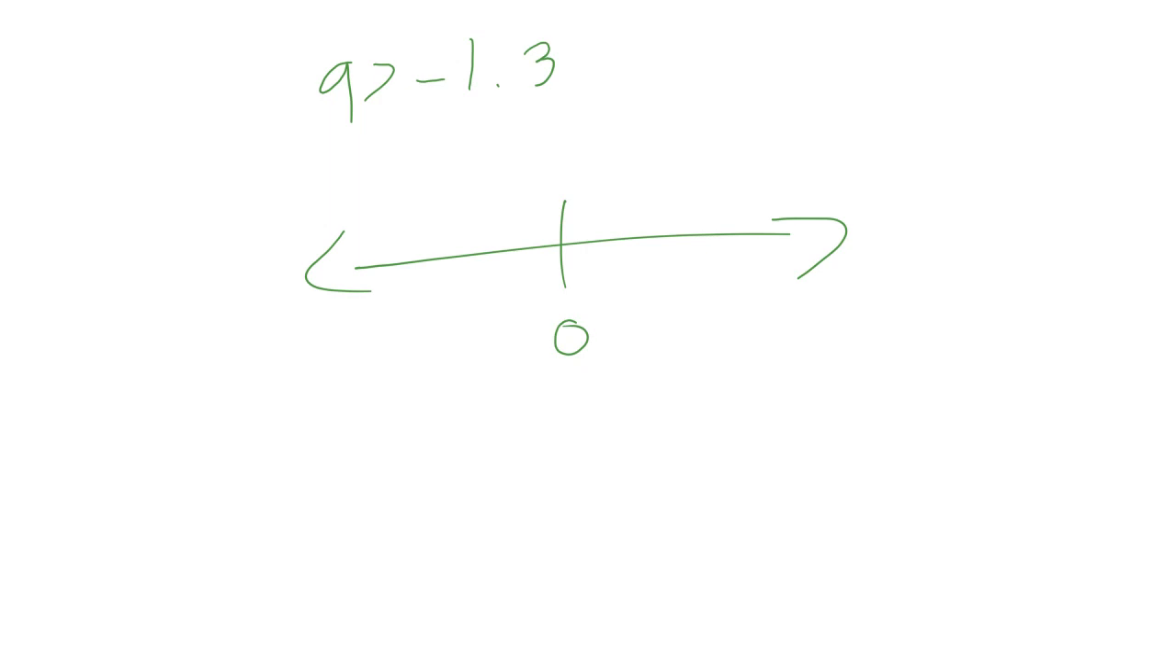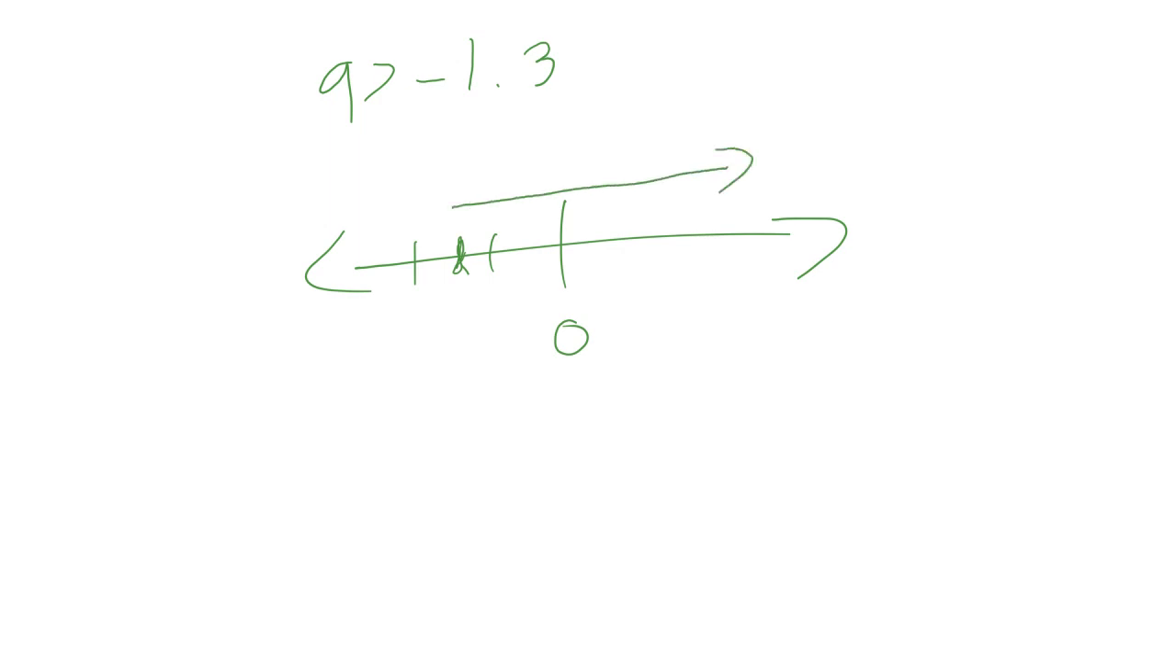So remembering how to graph it now. Let's say we have q is greater than negative 1.3. So I'm going to have my number line. I'm going to put a 0 in there. And I want negative 1.3. So we know that's negative 1, that's negative 2. We'll say negative 1.3 is about here. Now, q is greater than it, which means my line's going to go this way.